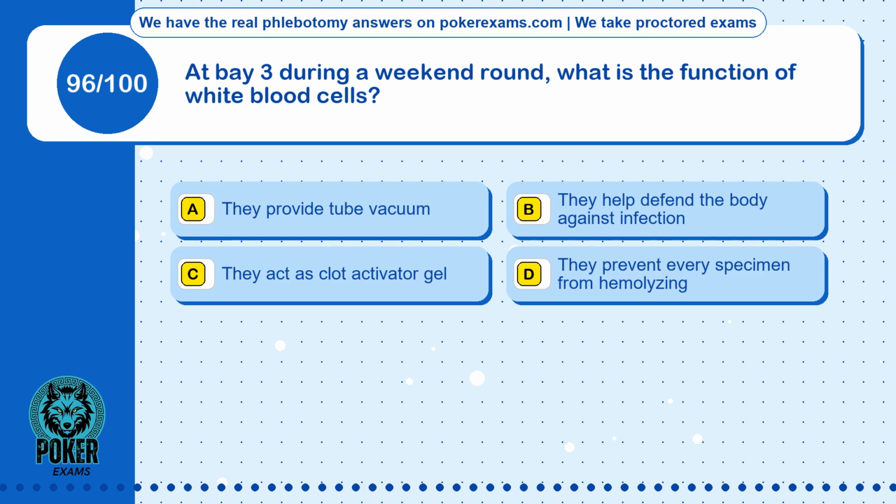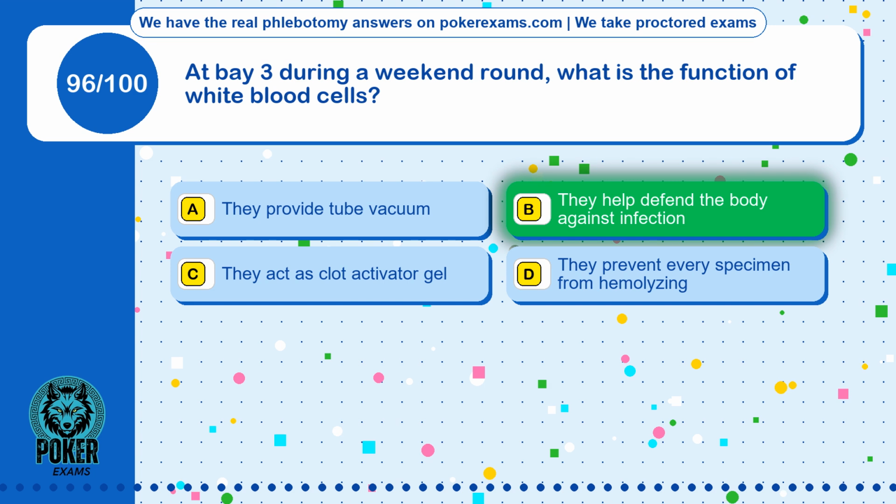Question 96. At Bay 3 during a weekend round, what is the function of white blood cells? Option A. They provide tube vacuum. Option B. They help defend the body against infection. Option C. They act as clot activator gel. Option D. They prevent every specimen from hemolyzing.